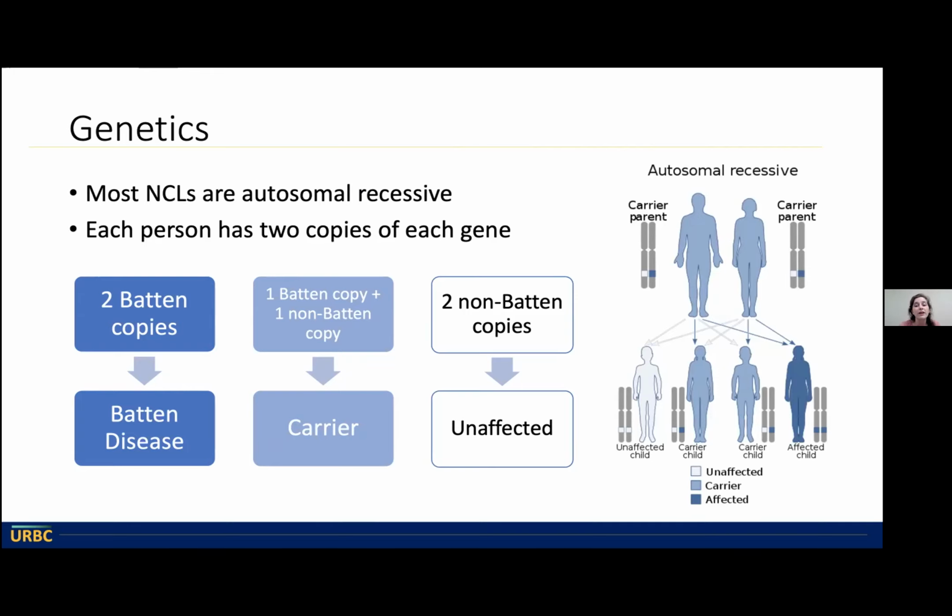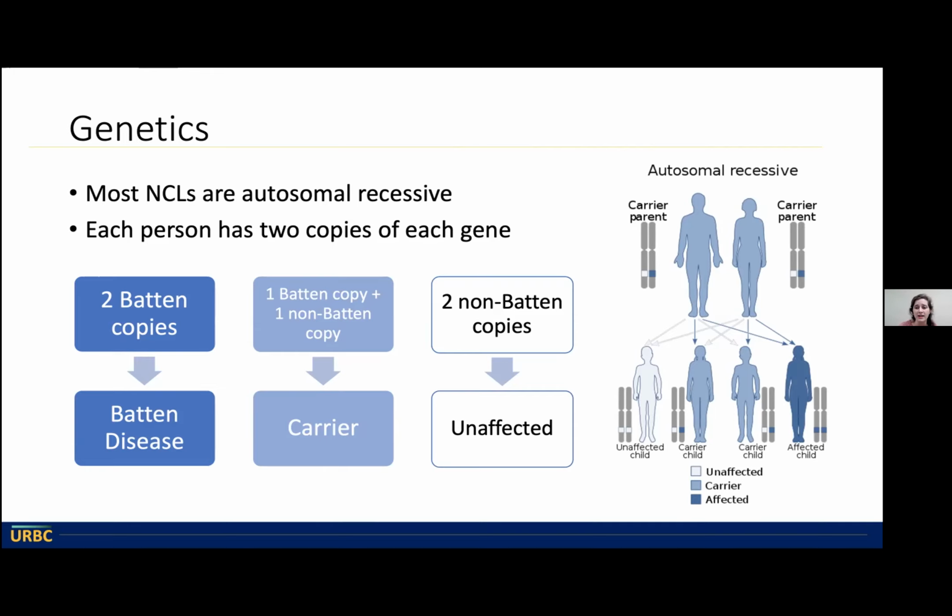People who have one copy of the gene that works right and one copy that doesn't are called carriers, in the light blue. And then people who have two copies of the gene that don't work right will have Batten disease. Let's talk a little bit more about carriers in light blue.